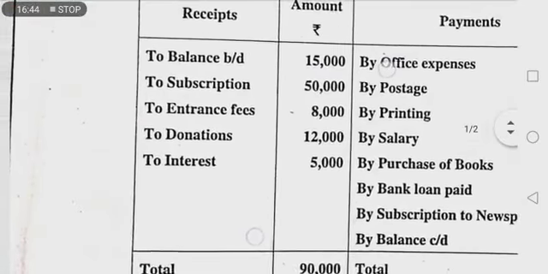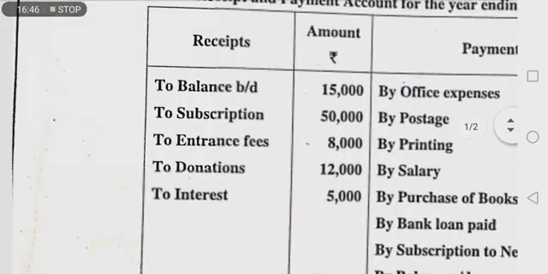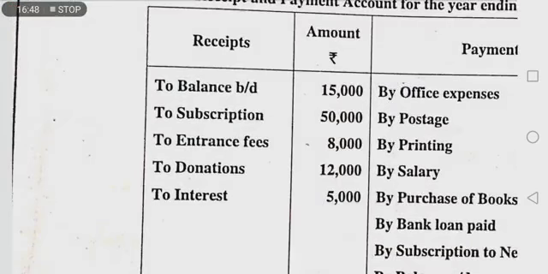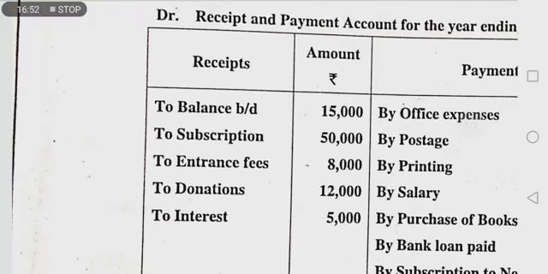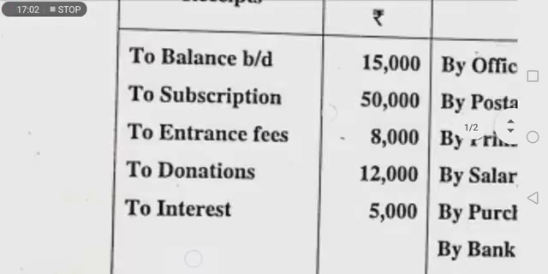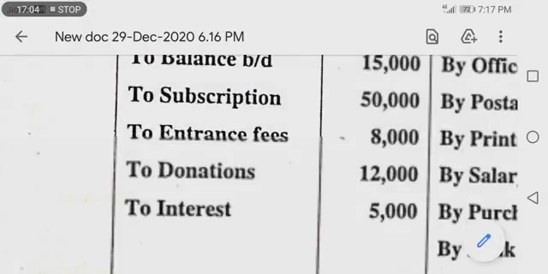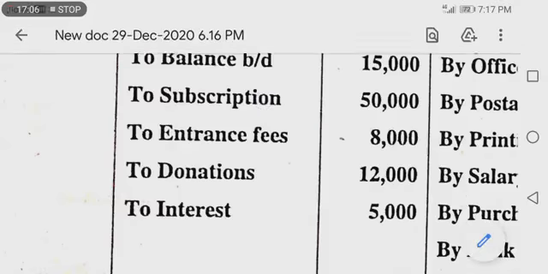especially the receipt side. Under the receipt side, at first they have given the balance brought down, the transaction related to the opening balance, that is 15,000 cash balance. Cash is considered an asset, so we are not going to record it under the income side. The next transaction relates to subscription, that is membership fees.